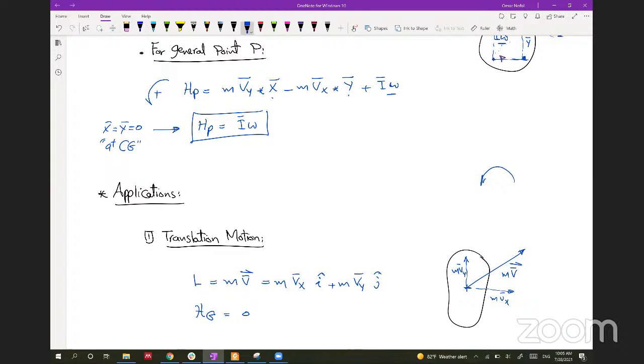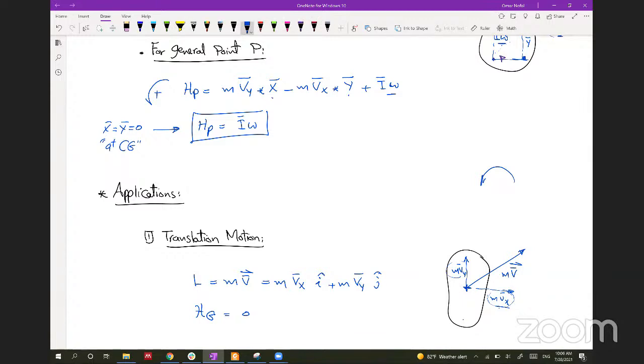But if you are taking the angular momentum about any other point, like about point B, you will have an angular momentum, because when you take the moment of mvx and mvy, it will make a moment about B. But when B is the CG, the moment of mvx and mvy will be 0. So as soon as the body is making translation, the angular momentum about the CG will be equal to 0.